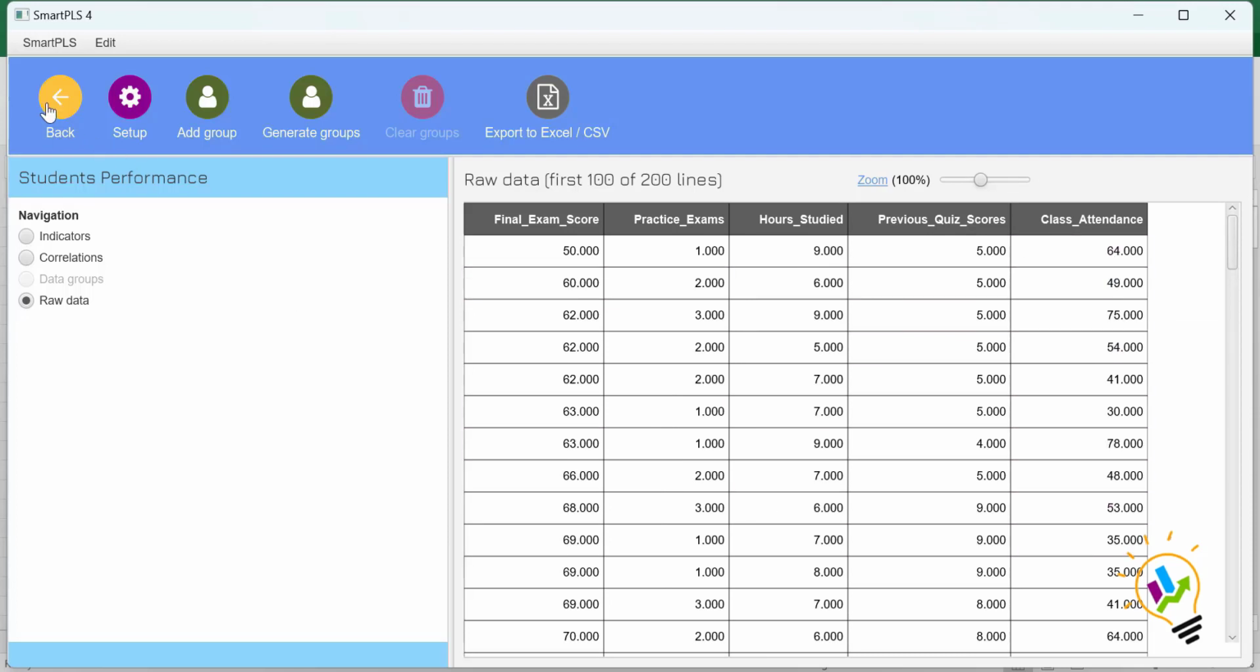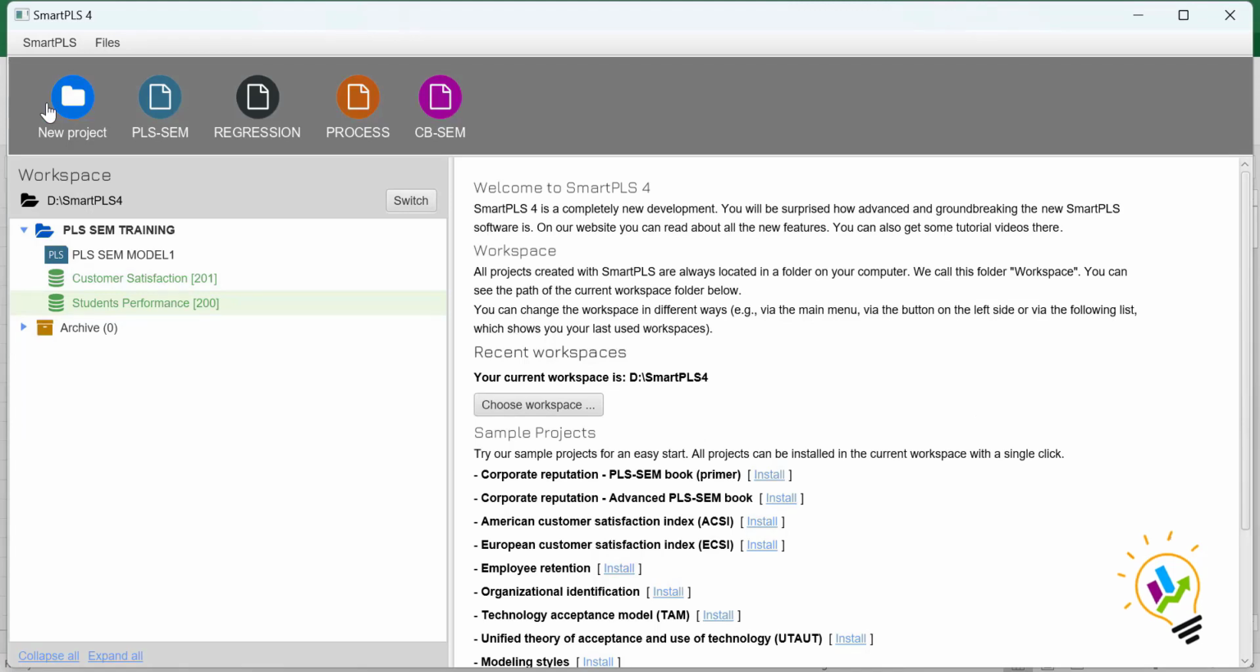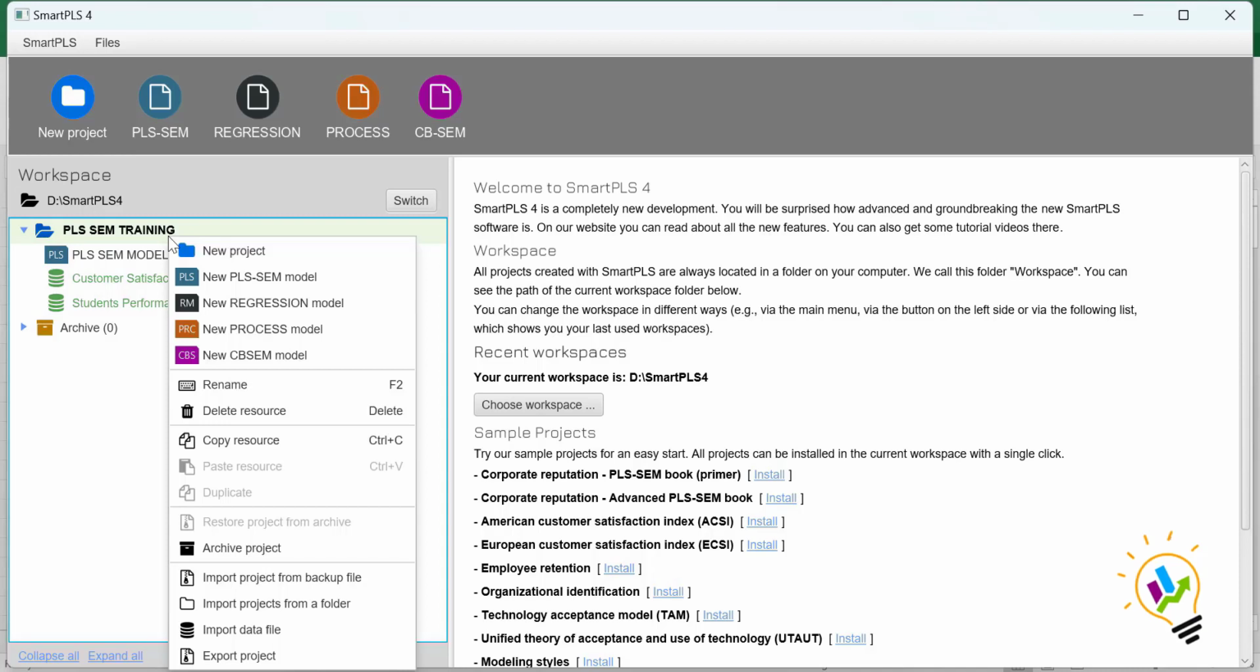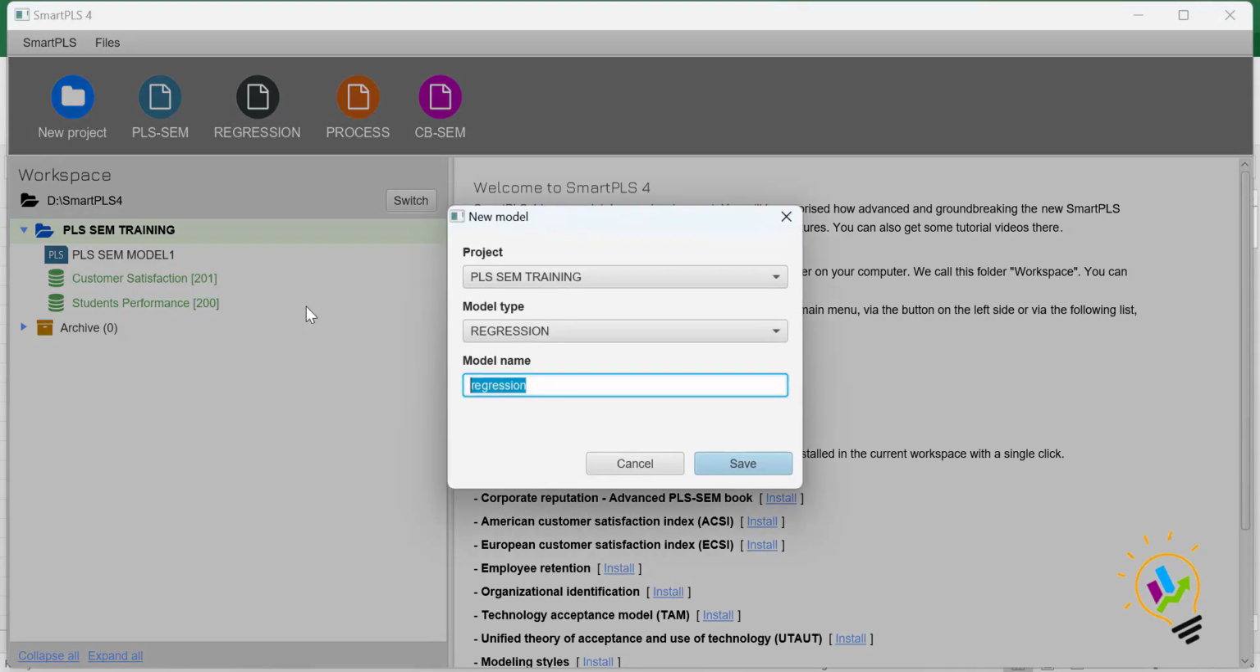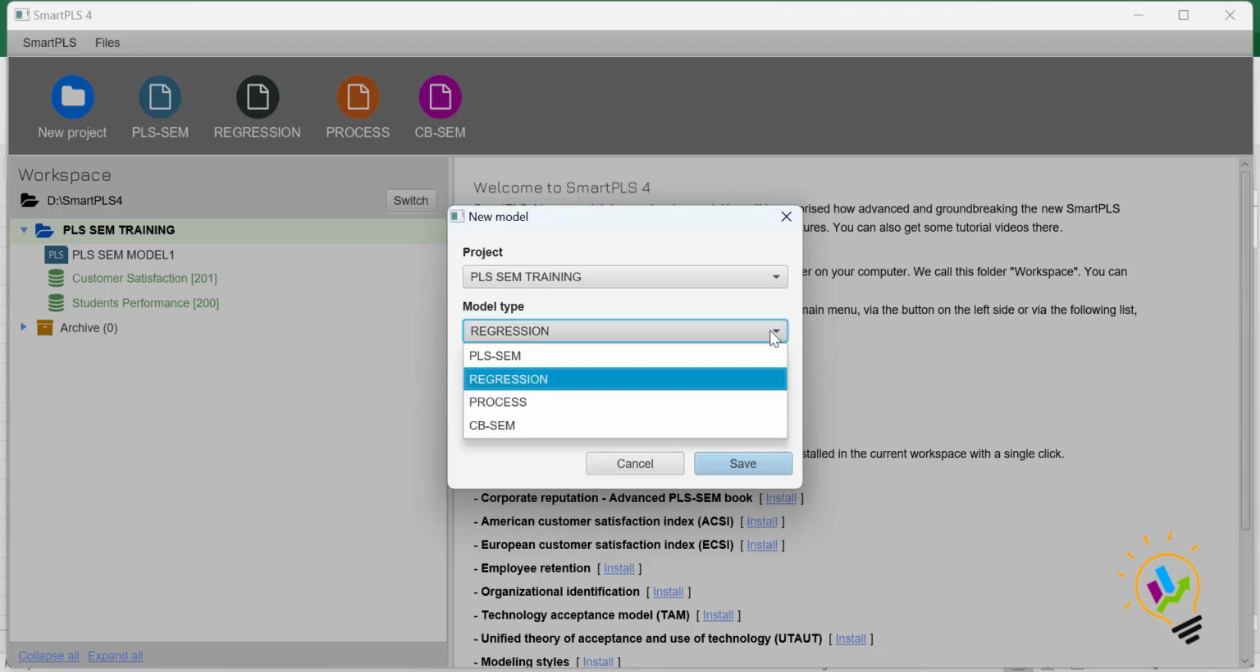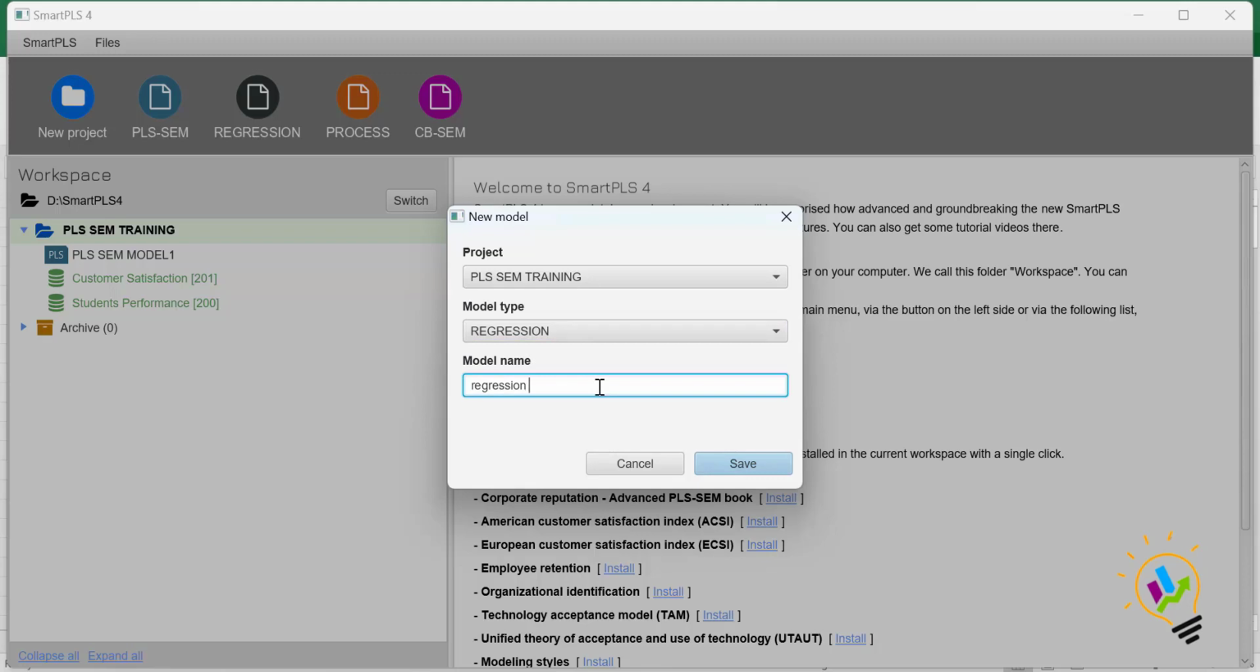Now we are going to create the model for this regression analysis. In this PLSEM training, you will click here and say create a new regression model. Once I click regression model, you can see the project is PLSEM training. Model type is regression. We have different types of regressions. Here I am selecting regression, and the name we want to give is regression model. Just click save.